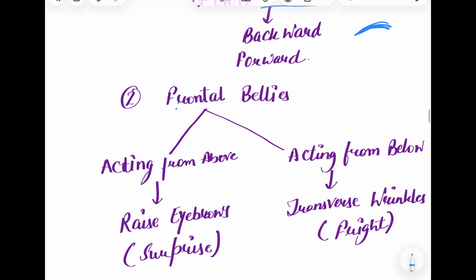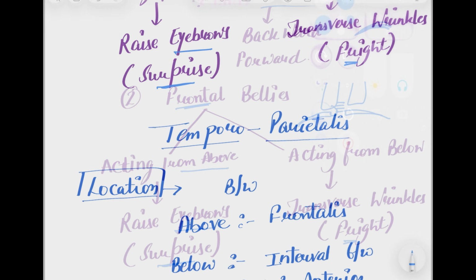But for the frontal belly, if it is going to act alone, what is going to happen? It can raise your eyebrows. As we said, they are taking origin from the eyebrows, so it will raise the eyebrows if it is acting from above, which can be in the case of surprise. Or what can it do if it is acting from below? It can cause the transverse wrinkles over here, which is in the fright condition. So this is the function of the frontal belly.